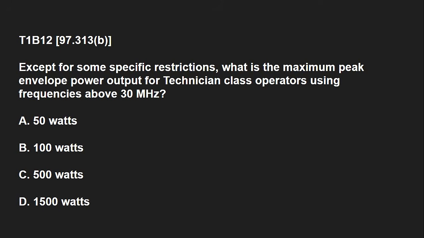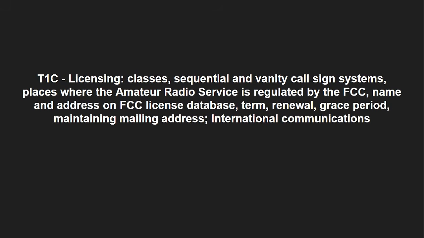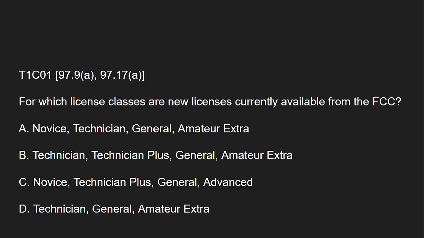T1B12, except for some specific restrictions, what is the maximum peak envelope power output for technician class operators using frequencies above 30 MHz? That answer is 1500 watts. T1C covers licensing, classes, sequential and vanity call sign systems, places where the amateur radio service is regulated by the FCC, name and address on FCC license database, terms, renewal, grace periods, maintaining mailing address, and international communications.